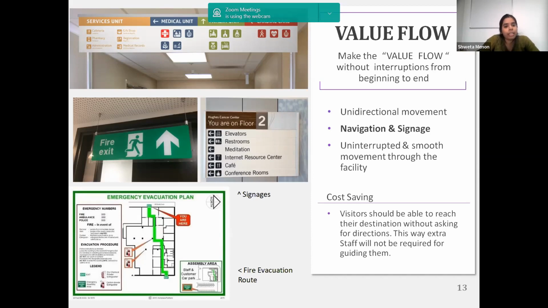And here, the main way you're saving expense is by not having to appoint extra people just to take them around, to take them to a certain location. Because if it is a very complicated route, you will have to appoint someone over there to do it.